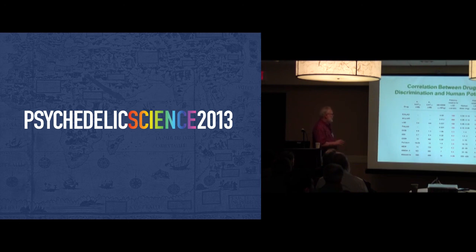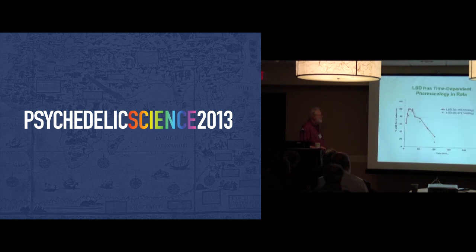So drug discrimination at least gave us an approximation of whether the drug was going to have LSD-like effects and its relative potency in humans. So we had always tested rats by giving them LSD, waiting 30 minutes, and then putting them in this chamber and doing the training procedure. So they learned to recognize the cue after 30 minutes of LSD administration.